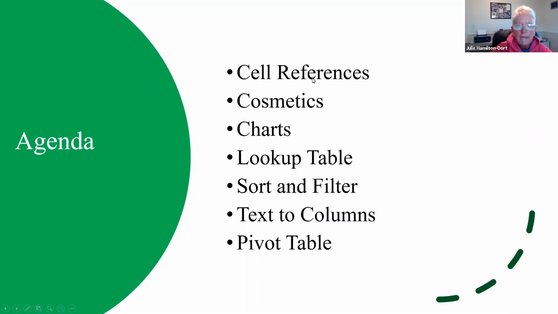Here's our agenda for today. First of all, we're going to look at cell references. Then I want to look a little bit at the cosmetics of creating an Excel worksheet. We're going to do a little bit of charting. We're going to create a lookup table. We're going to do some sorting and filtering. I'm going to show you how to take information from one column and move it into two, what's known as text to columns. And then we're just going to give you a brief introduction to pivot tables.